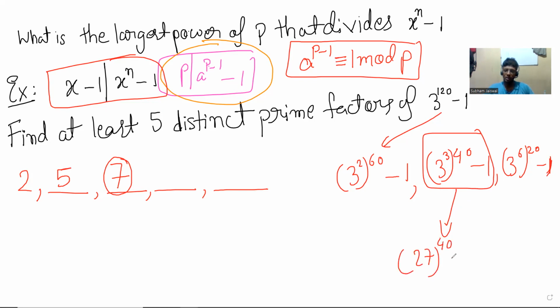This idea could give you potentially new factors. Let's try. Yes, 13. You see, it gives you 13. So let's try to find one more other one to begin with. I mean, there are many others, I suppose.